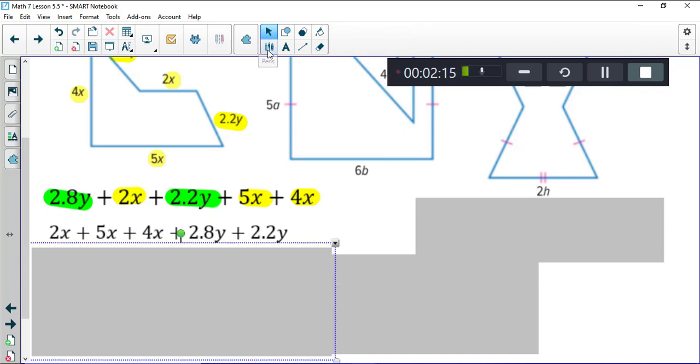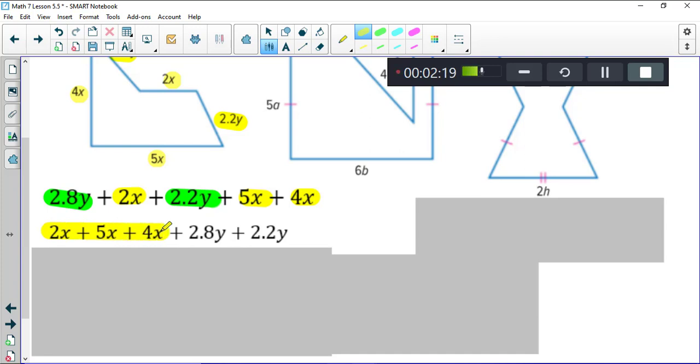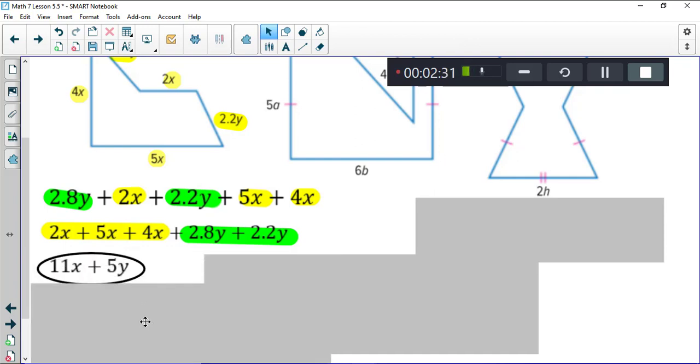Now what I want to do is combine the 2x, 5x, and 4x, those like terms. 2 plus 5 plus 4 is going to get us 11x. I also want to combine the 2.8y and the 2.2y together. And we can use calculators to calculate these, or at least double check our answers. But 2.8 plus 2.2 is going to get us 5y in this case. So our final solution is 11x plus 5y. If you have 5y plus 11x, that's also correct.